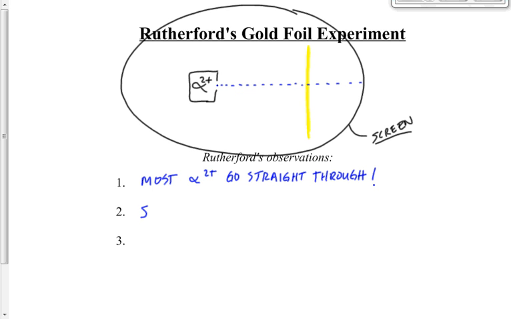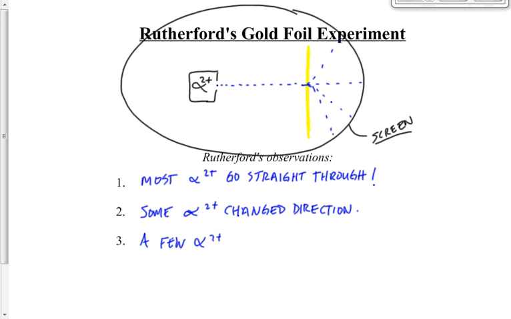But some of them didn't. Some of the alpha particles, when they hit this gold foil, went through, but were deflected, changed direction. A few of the alpha particles, a big minority, but still a few alpha particles, when they hit that gold foil, bounced back. And again, we knew they bounced back because of where they hit this scintillation screen.